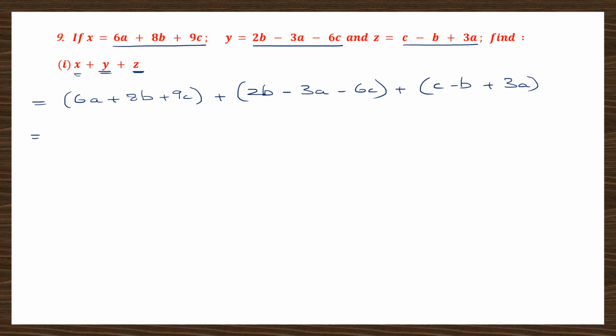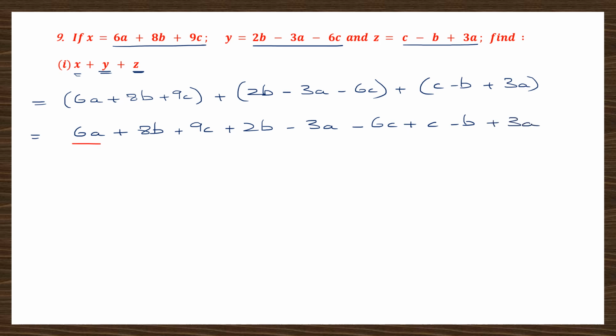So let's remove the brackets. 6a plus 8b plus 9c. Now before the brackets you have a plus sign, so no change here. Here also before the brackets you have a plus sign, so no change. So let's write plus 2b minus 3a minus 6c plus c minus b plus 3a. Now let's take the like terms.